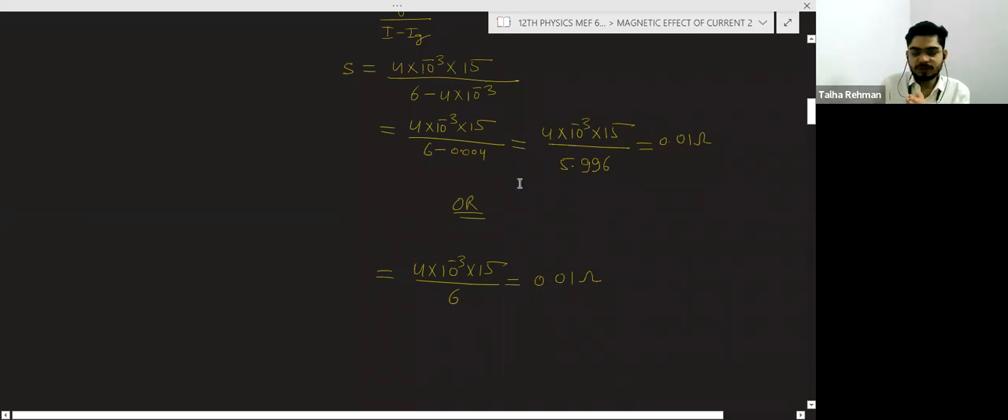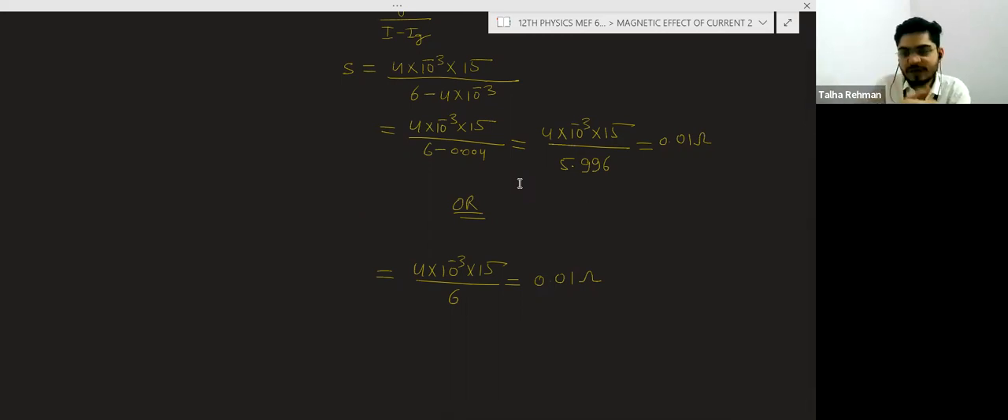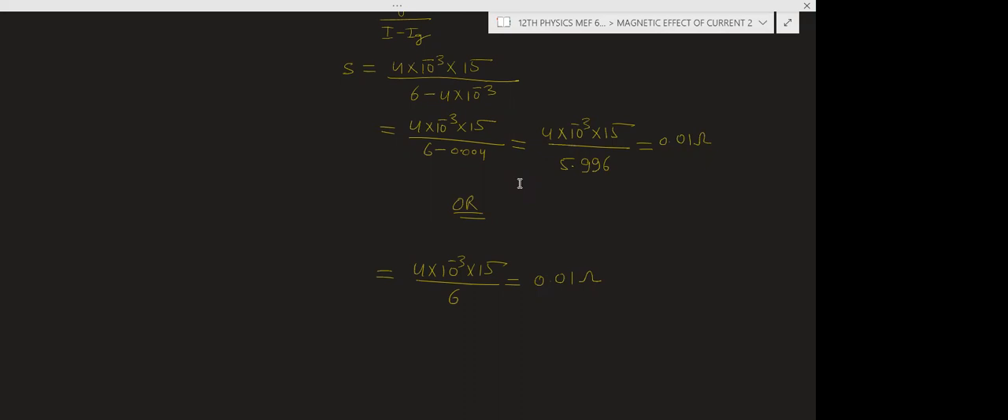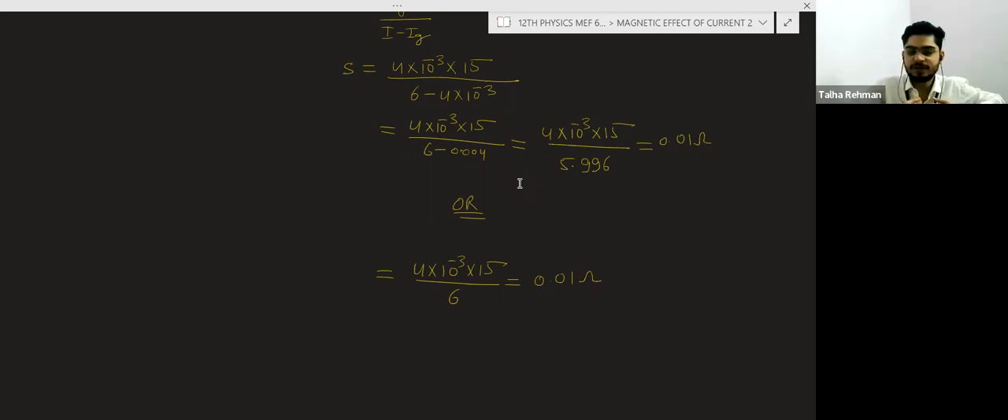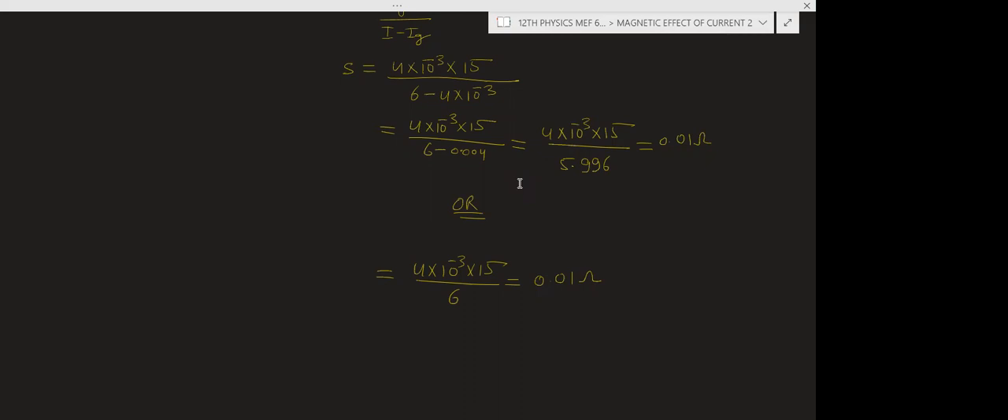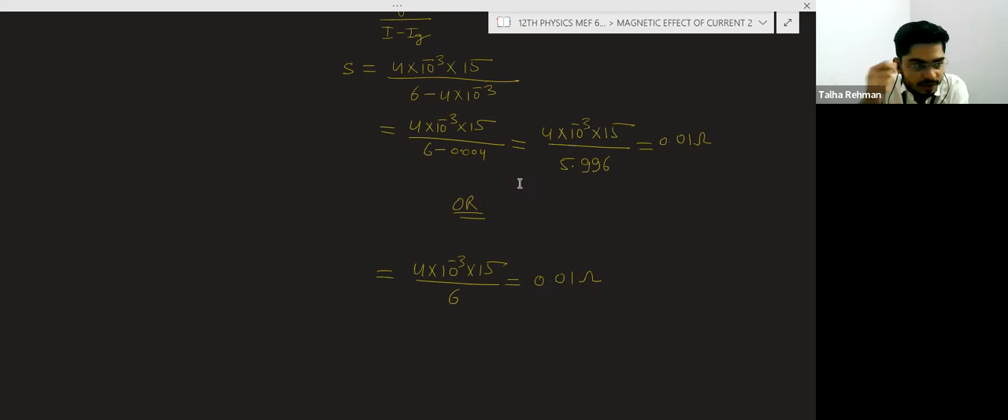In this chapter, I am going to start electromagnetic induction, and the magnetism we will study after alternating current. In this chapter, we will study how, with the help of a magnetic field, current can be produced.